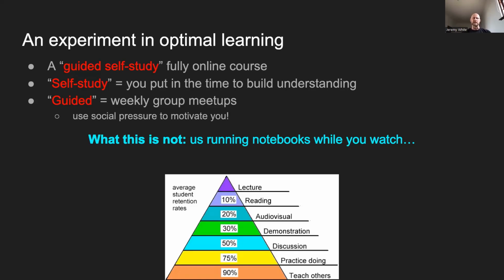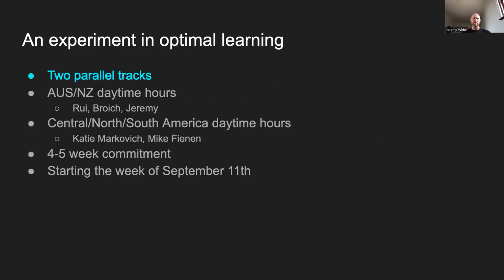So again, this is going to be interesting. It's an experiment as we're labeling it. There's probably going to be some pivots along the way. We haven't done this before. The idea is there's going to be 2 parallel tracks. 3 of us are going to host weekly sessions in the Australia, New Zealand daytime hours time frame. And then our colleagues, Katie Markovich and Mike Feenan, are going to host similar sessions in the Americas daytime hours. And so we're looking at a 4 to 5 week commitment where we'll probably meet on Friday afternoons. And we're likely going to start the week of September 11th is what we're looking at this point.